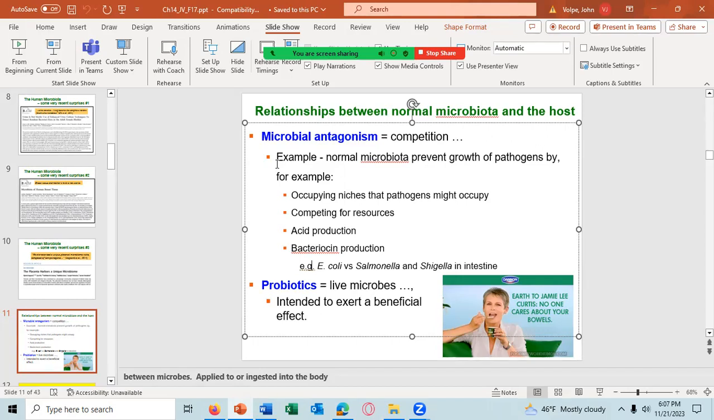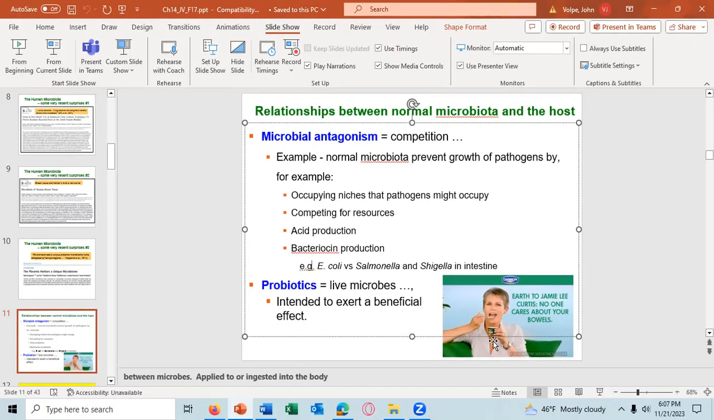If not, let's mention that probiotics are the consumption of live microbes. The benefit is that it's intended to exert some sort of beneficial effect on the patient. Like when you eat yogurt with live cultures in it, that can reduce the chance of getting a yeast infection. And that's well known. Any question about any of that?